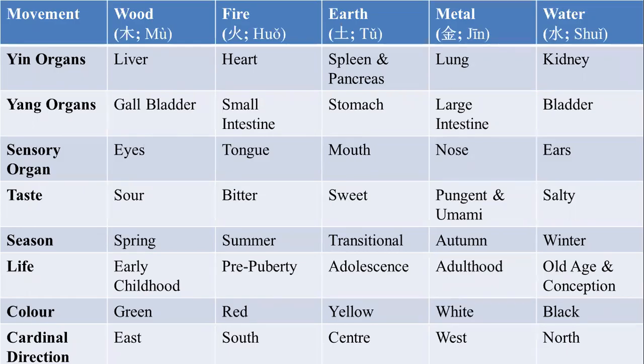The cardinal directions here also play a role within feng shui, but I'll talk about that more later when it comes to the zodiac. If we go through all of the different associations, for wood, you have what are called the yin and the yang organs, the wet organ and the hot organ. The yin organ for wood is the liver, and the yang organ is the gallbladder. The sensory organ is the eyes. It's associated with a taste, which is sour. These are the traditional tastes of China. You may notice that one of them is missing. I'll explain why in a second.